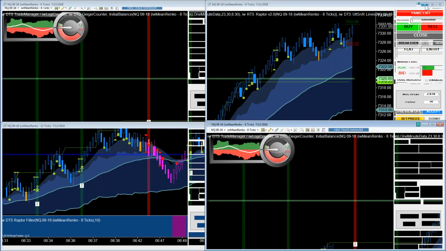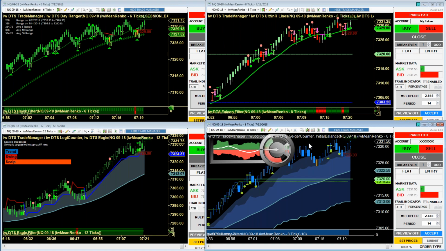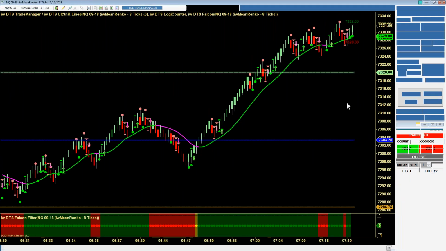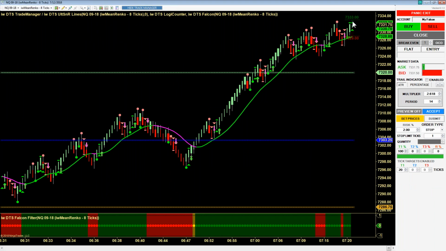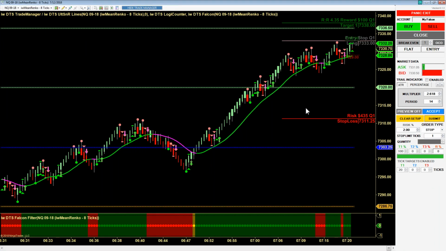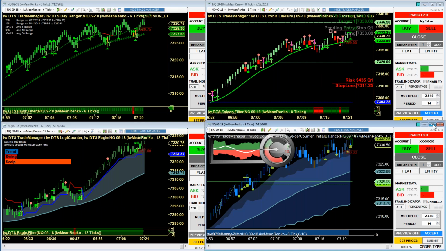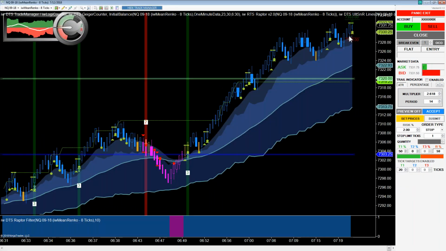Okay, here's one of these opportunities. We don't really have a Raptor signal, but here on the Falcon, look, we've got a late filter entry signal, and there it is right there. Is this signal going to produce on the Raptor? Absolutely it will. It's right here. But it's not as easy to identify. It doesn't actually qualify as one of our high probability signals with the Raptor.